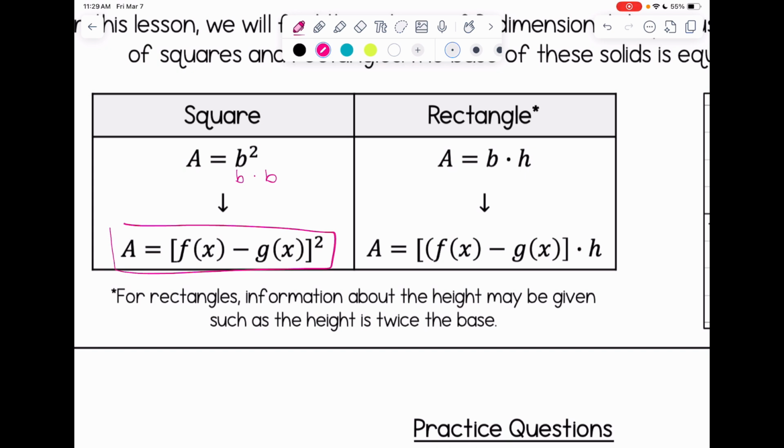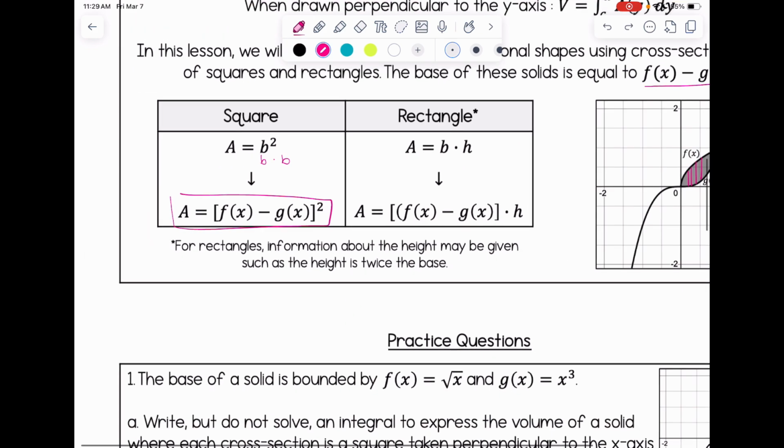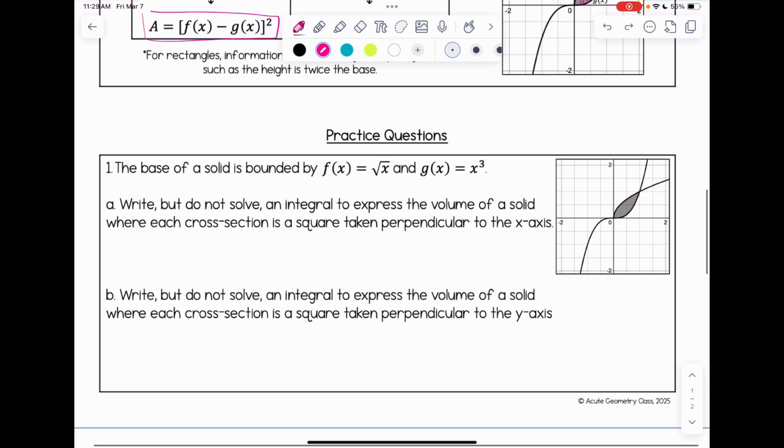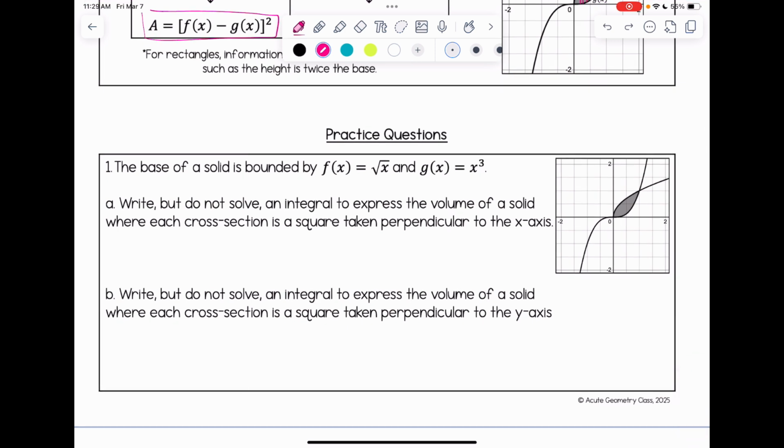Now, for the rectangle, the base and the height are not equal to one another. So for the area formula, the base is, again, the difference between f of x and g of x, and then we're going to multiply it by the height. You see this little asterisk here. I put a note that for rectangles, information about the height may be given. For instance, it might tell you the height is 2, or that the height is twice the base.